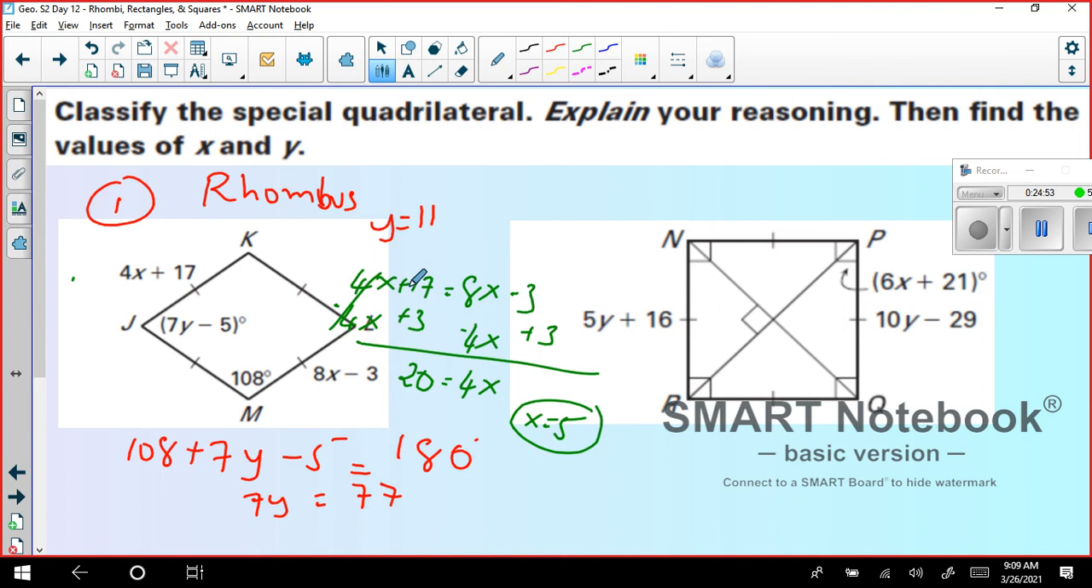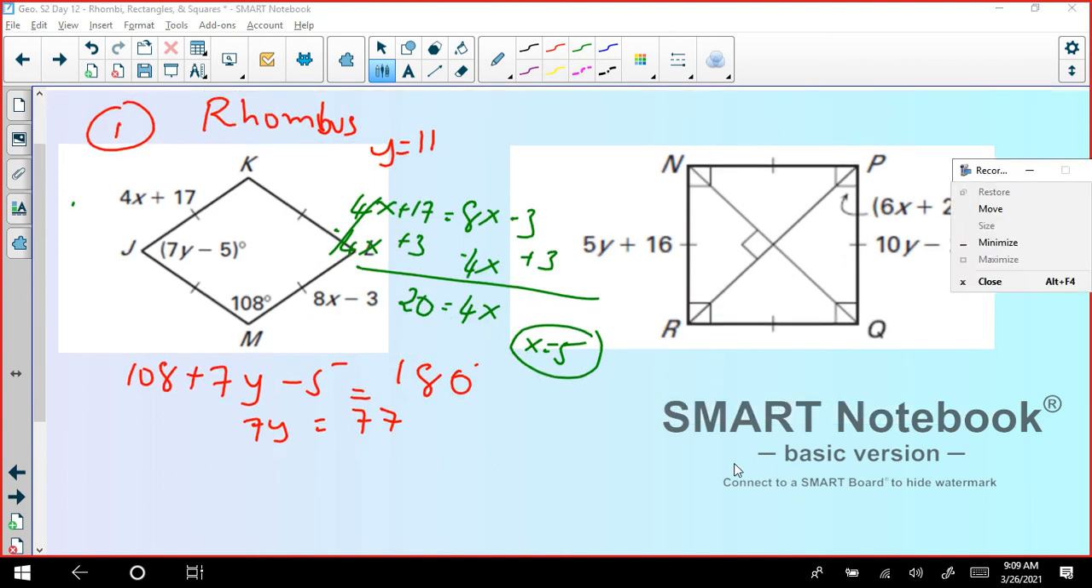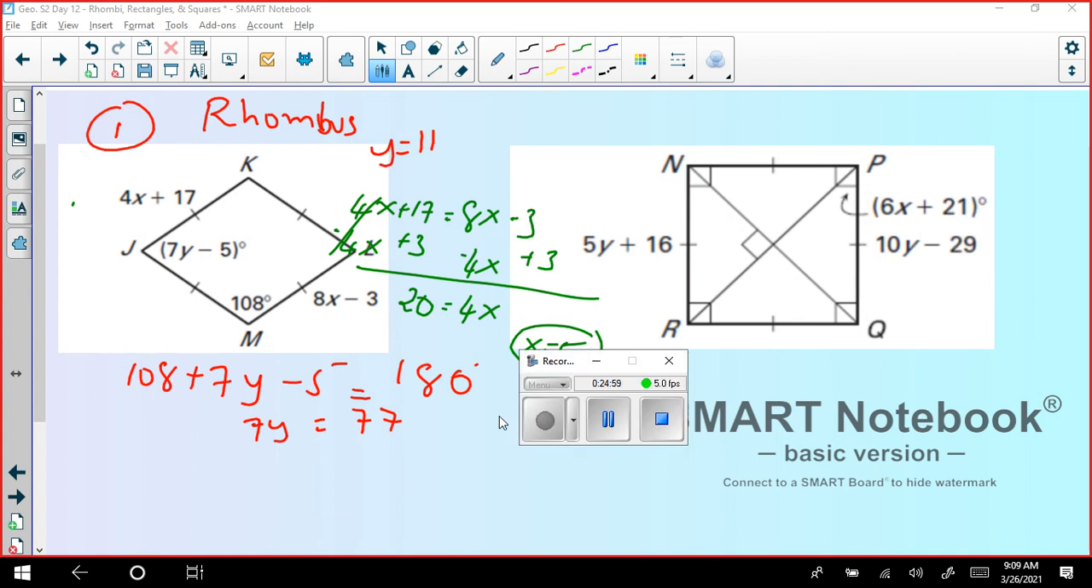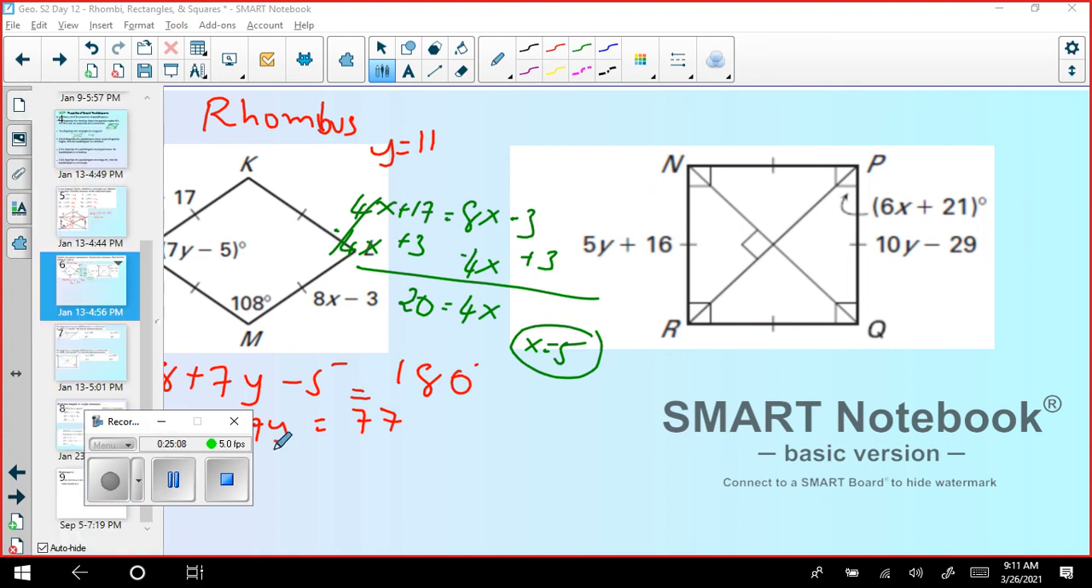I want you all to try this problem the same way. I'll give you a minute or so to classify this particular parallelogram and also find the values of x and y. Okay, let's continue with this particular problem.